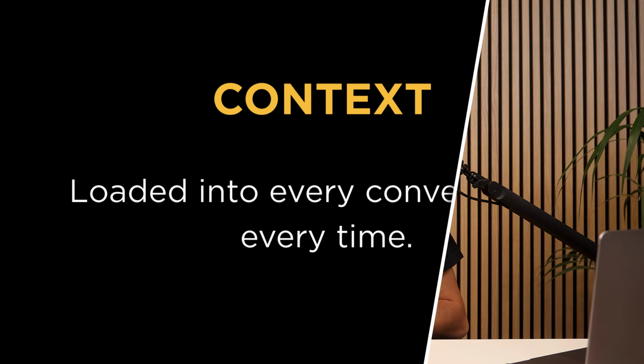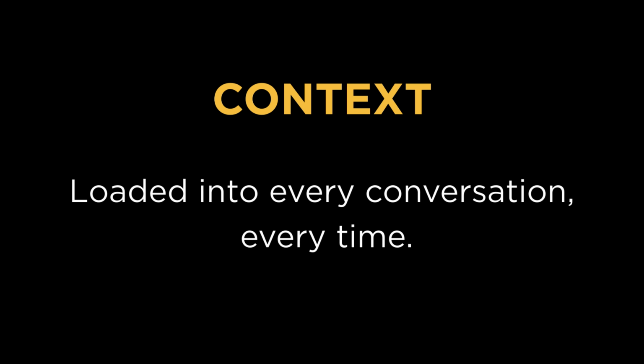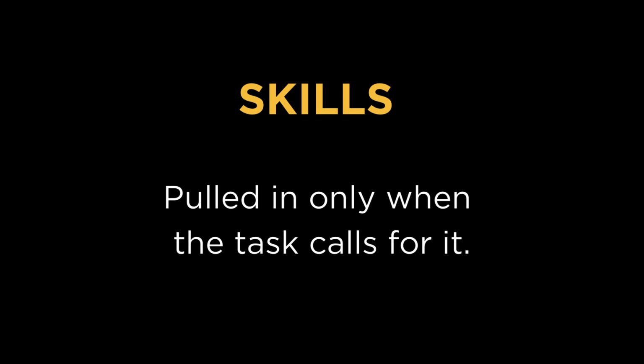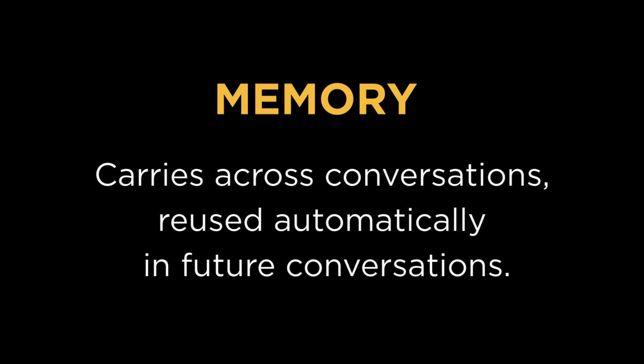Let's briefly tell these three apart. Context is what the agent should know every time, loaded into every conversation. Skills are what it needs only sometimes, pulled in only when the task calls for it. And finally, memory is the context that carries across conversations, things you save or the agent picks up as you work and reuses in future chats. Three ways to put the right knowledge in front of the agent at the right time.